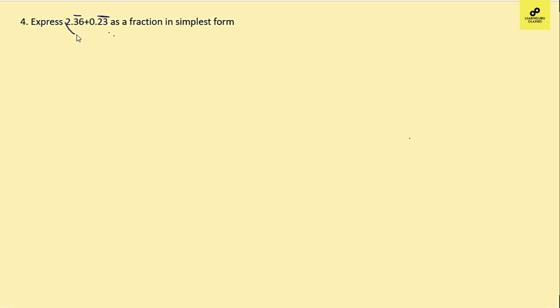Let us try to express 2.36 bar in P by Q form and 0.23 bar also in P by Q form, and the two fractions that we get, we will add together and get the result. So first of all, let us find out the equivalent fraction for 2.36 bar. Solution, let x equal to 2.36 bar.